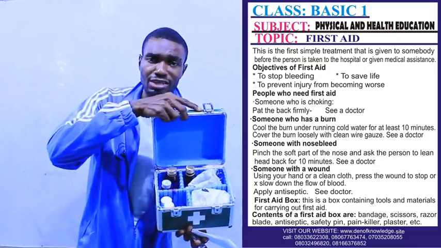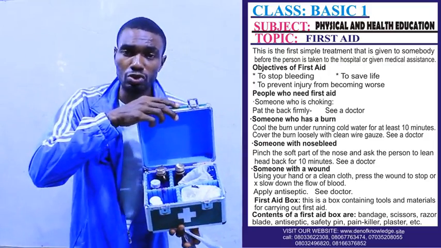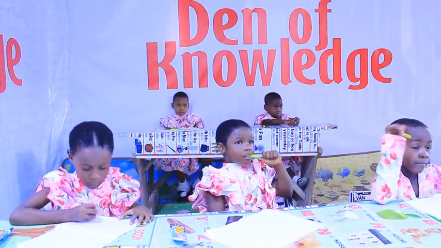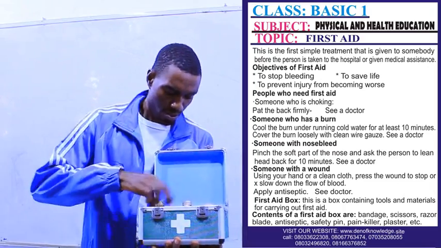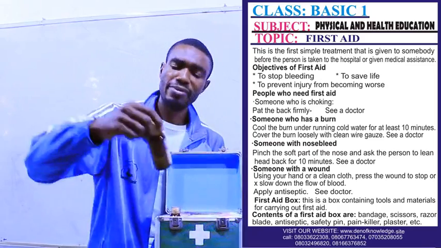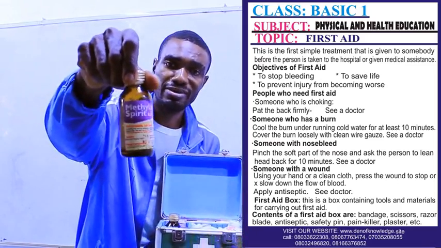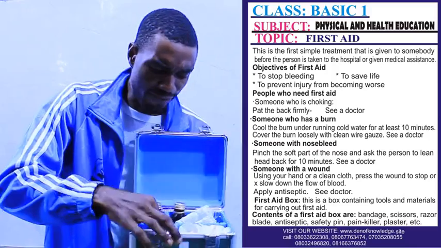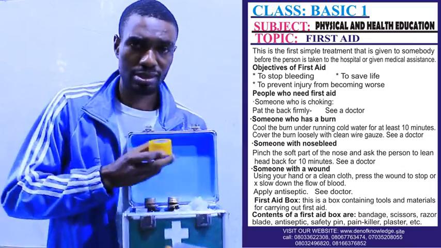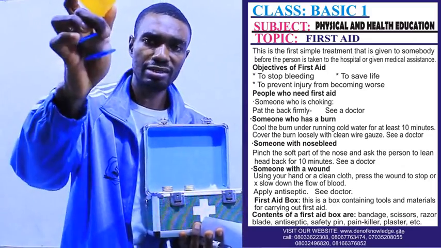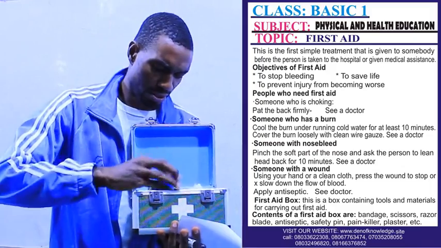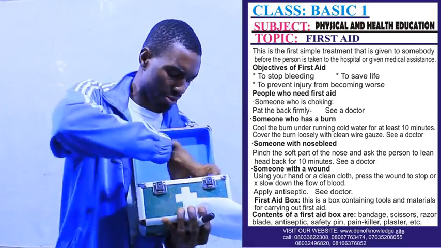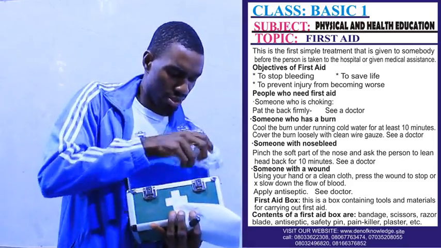If you look inside, you will see some materials and some tools that we use for first aid. You can see it. For example, we have methylated spirit. We have a plaster. You can see a plaster. We have a bandage. This is a bandage.